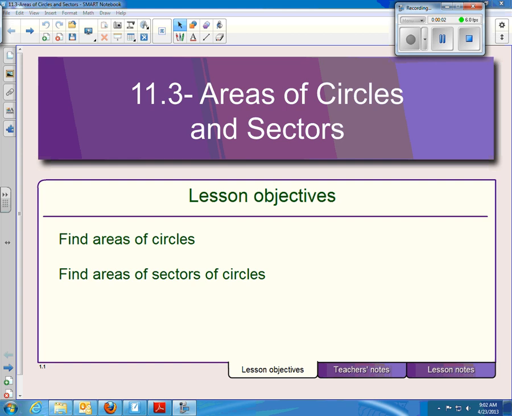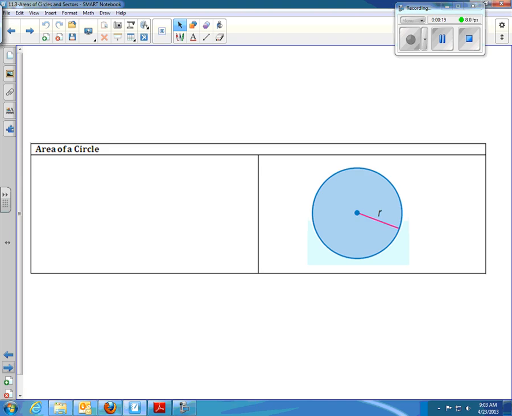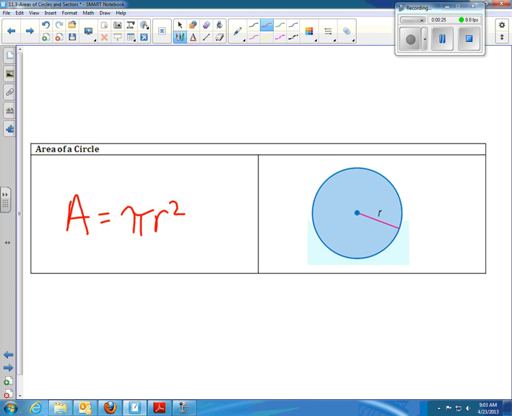Hi class, today we're going to cover section 3, area of circles and sectors. Areas of circles should be something that shouldn't be too difficult for us, and then finding area of sectors of circles is going to be vaguely familiar to something we've already done this year. Alright, so the area of a circle, most of you have probably heard the area of a circle is pi r squared. Remember that r references the radius.